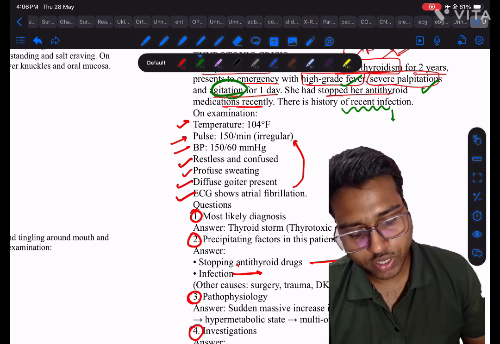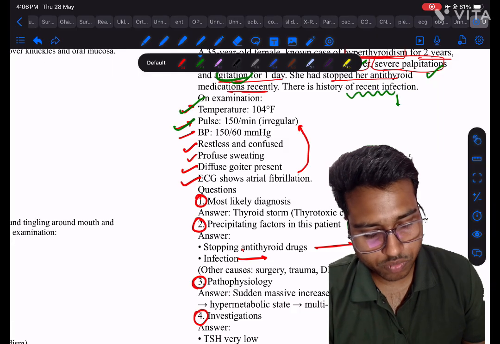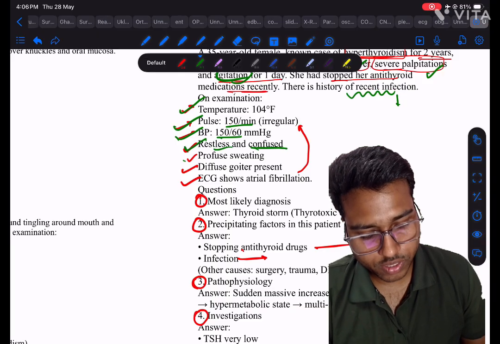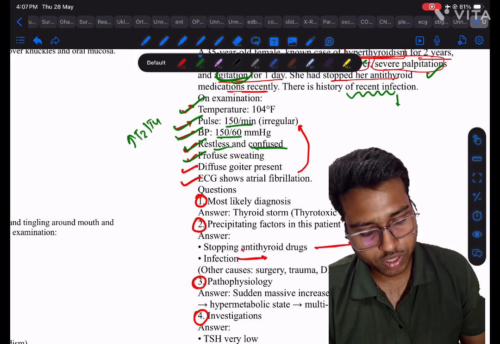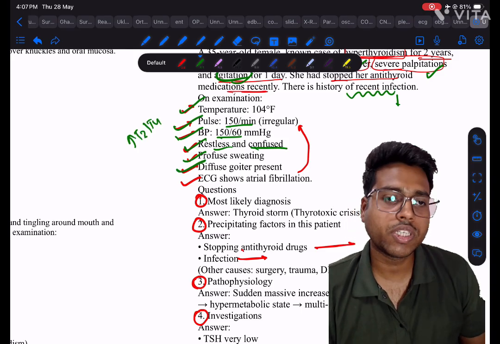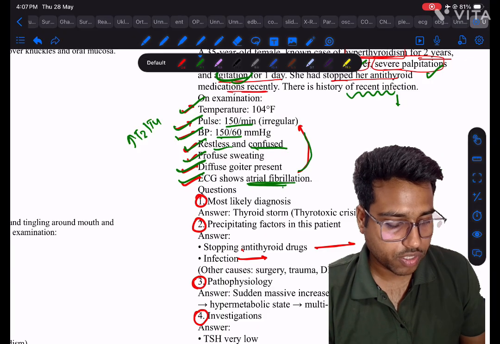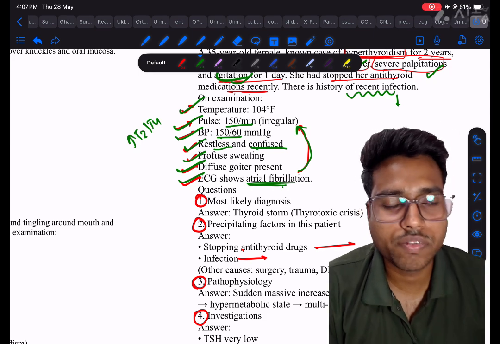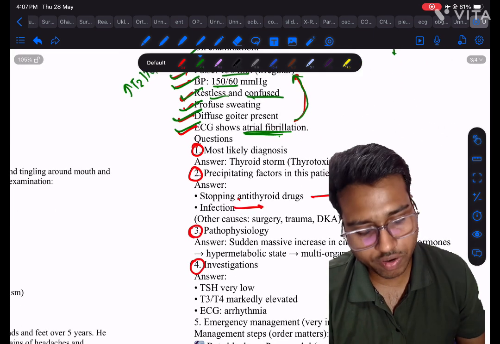Okay, so on examination we found that there is a high temperature, pulse was tachycardia, and BP was also high. She was restless and confused, profuse sweating. These all are signs for the increase in T3 and T4 hormones. Okay, and diffuse goiter was present, and on ECG we can see the atrial fibrillation. Because it was atrial fibrillation, it was irregular. Okay, if you want a video on atrial fibrillation, ventricular tachycardia, or based on the ECG also, you can comment down on the video. Okay, I will make the video, I will try for it.